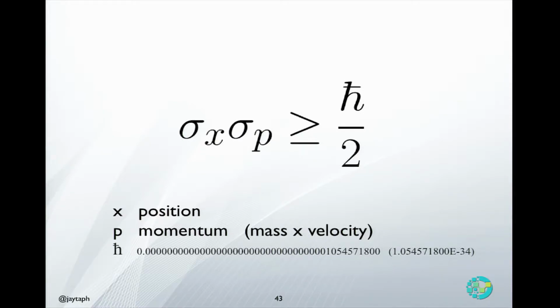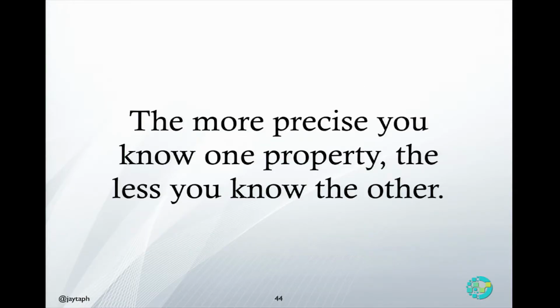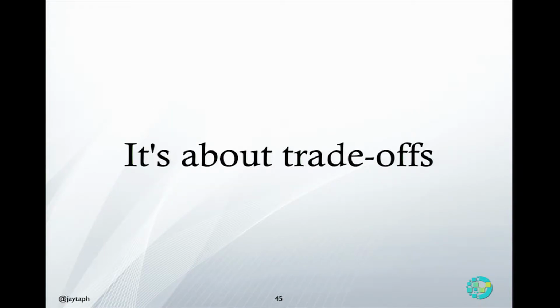And the more you know about one property, the less you know about another property. So you know either one a lot, or both, you know, on average a little bit. So what's this about? The thing is, the more precise you know one property, the less you know about another. It's about trade-offs.